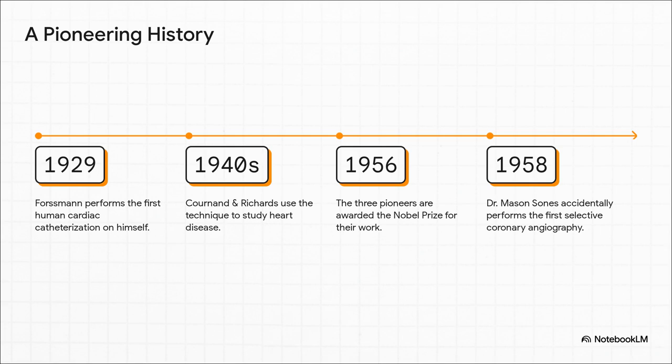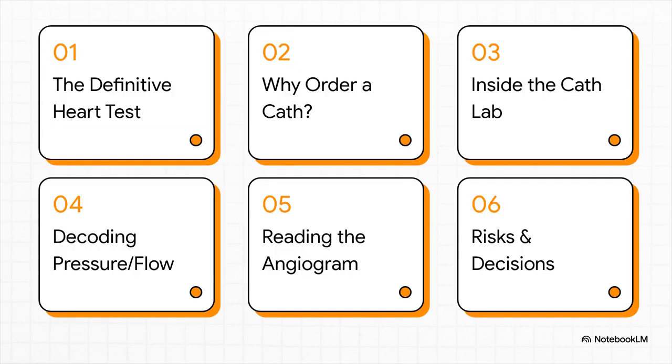And then the whole field of seeing the arteries was blown wide open by an accidental discovery. It's an amazing story of how this went from a wild idea to the cornerstone of modern cardiology. So here's our game plan. We're going to walk through this step by step. We'll start with the basics, then get into why you'd order one and how it's done. And then we'll get to the really good stuff, interpreting the data to make those life-or-death clinical decisions.